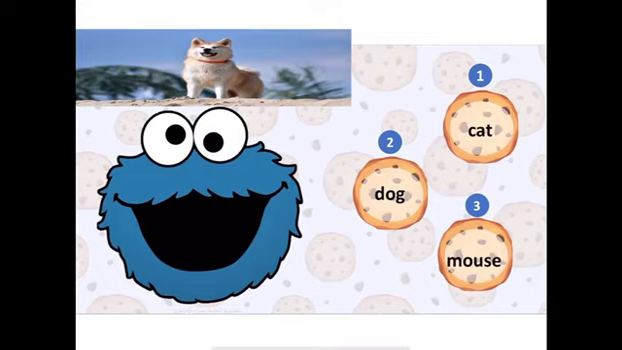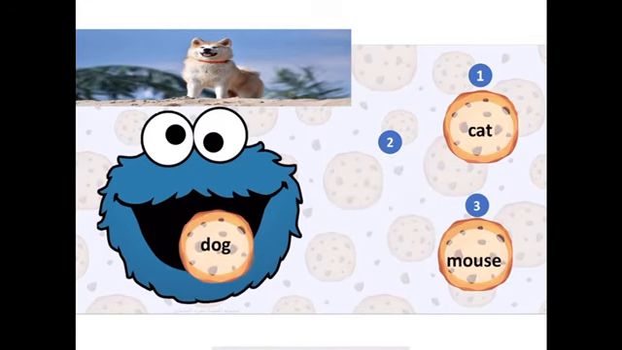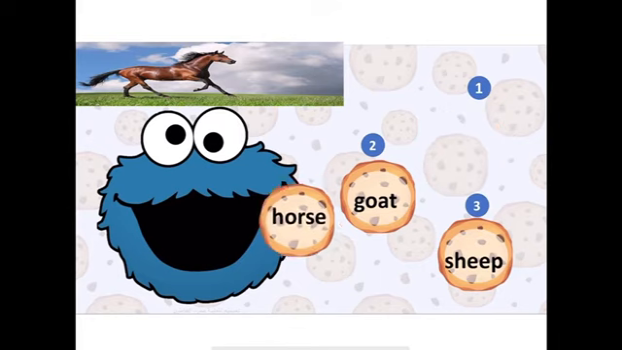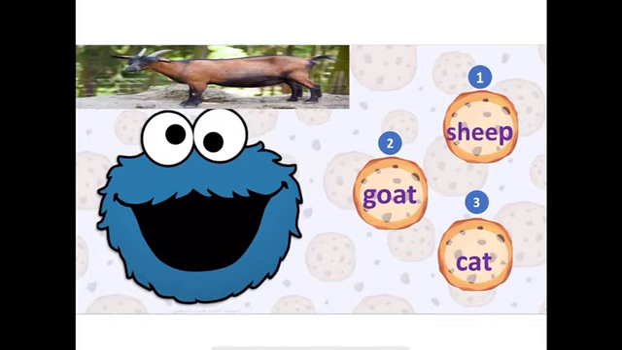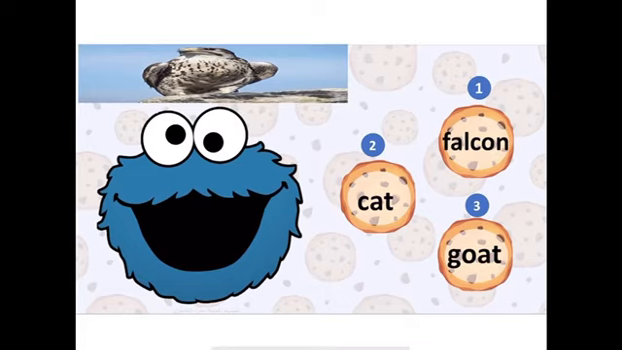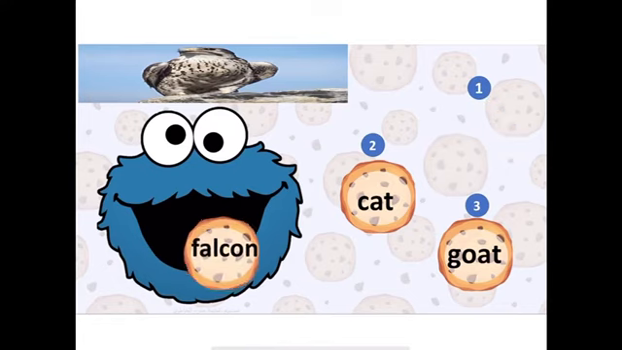cookies. Here, what it is? This is cat or dog or mouse. This is dog. This is horse, goat, sheep. This is horse. This is dog, goat, cat. Yes, this is cat. Sheep, goat, cat. Yes, this is goat. This is falcon, cat, goat. Yes, this is falcon.